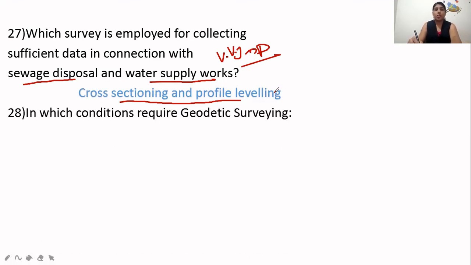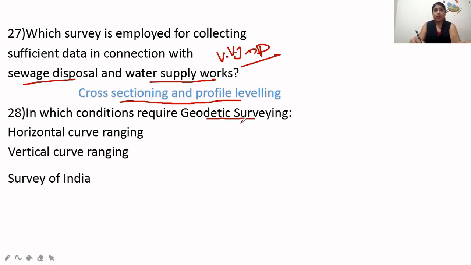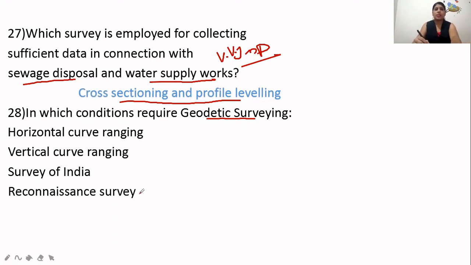Next question. In which conditions is a geodetic survey required? We have studied regarding geodetic surveying. So in which condition? Horizontal curve ranging, vertical curve ranging, survey of India, or reconnaissance survey. Reconnaissance survey and the others are surveys conducted for less precise works. So which is the correct answer? Geodetic surveying means overall we are going to take India, the survey of India. So this is required for surveying India. So this is the answer.